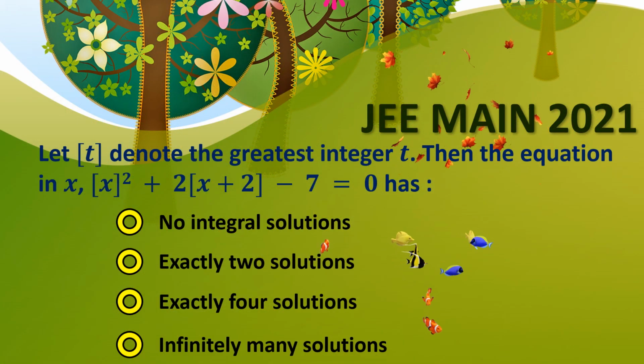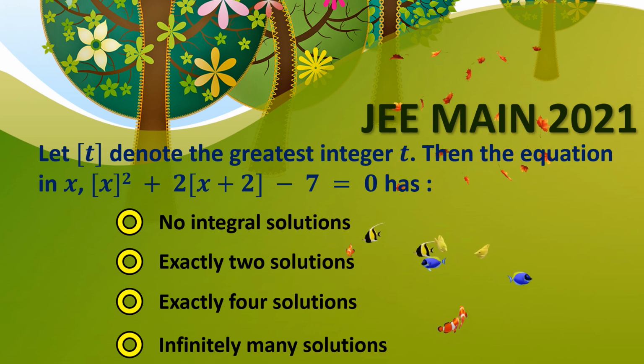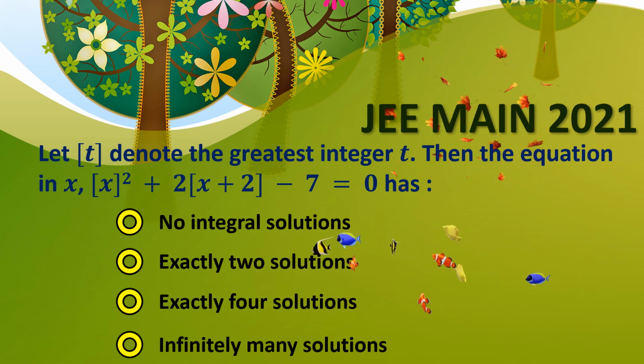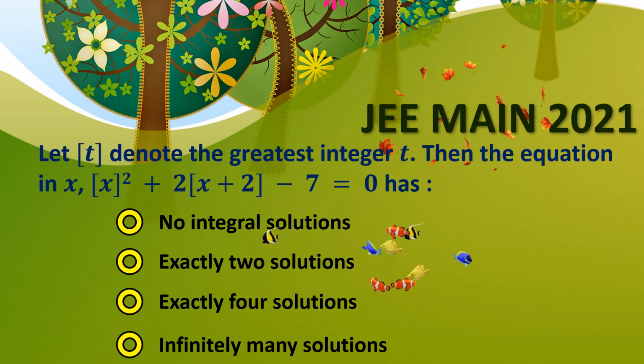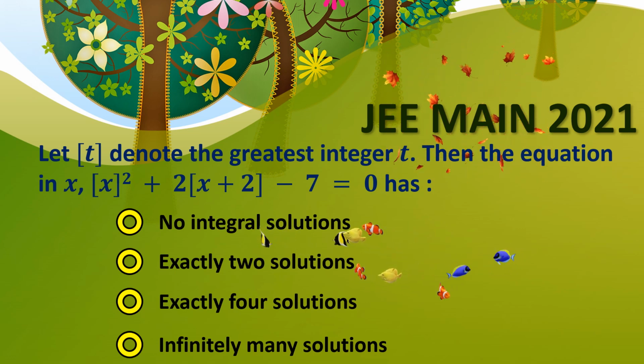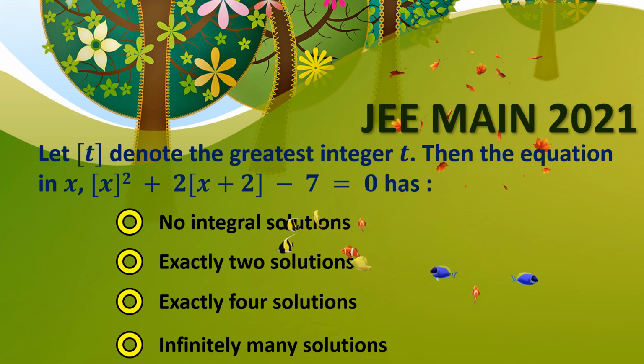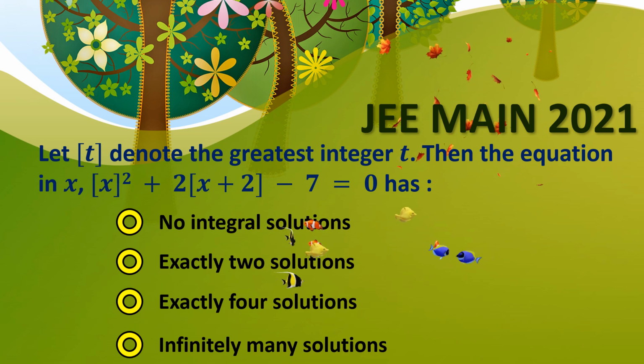In this video, we're going to solve a problem which appeared in JEE Main 2021. In this particular problem, we need to find out the number of zeros for the particular equation, which involves the greatest integer function. So let's go ahead and solve the problem.